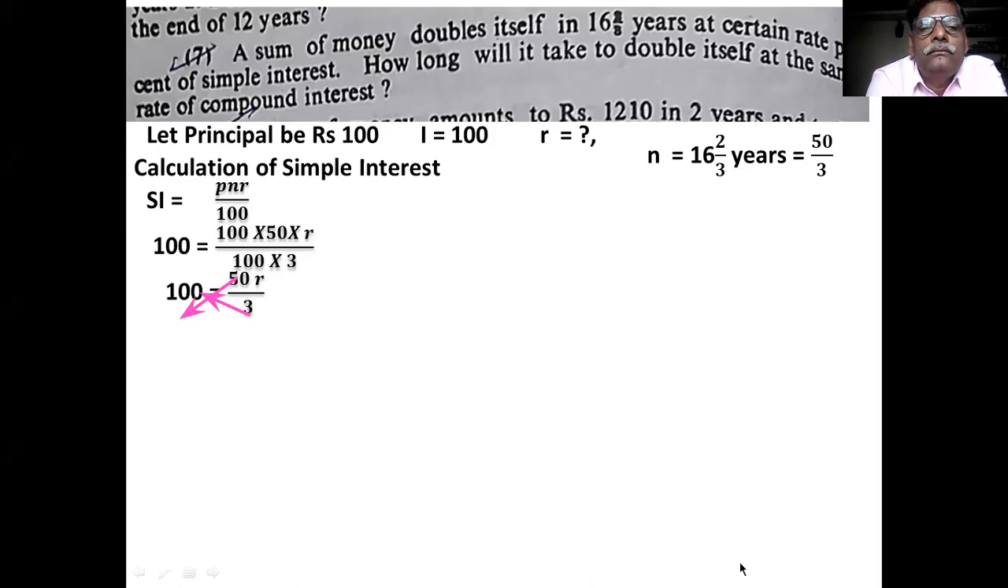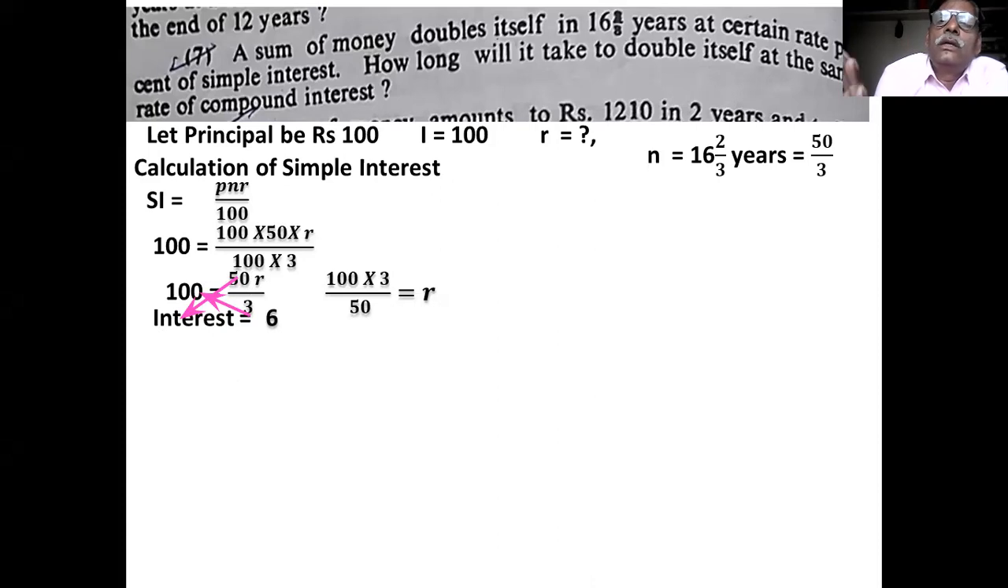R is equal to 100 into 3 divided by 50. So 300 divided by 50. R is equal to 6%. Rate of interest is 6%. It is clear. Now you calculate the period.